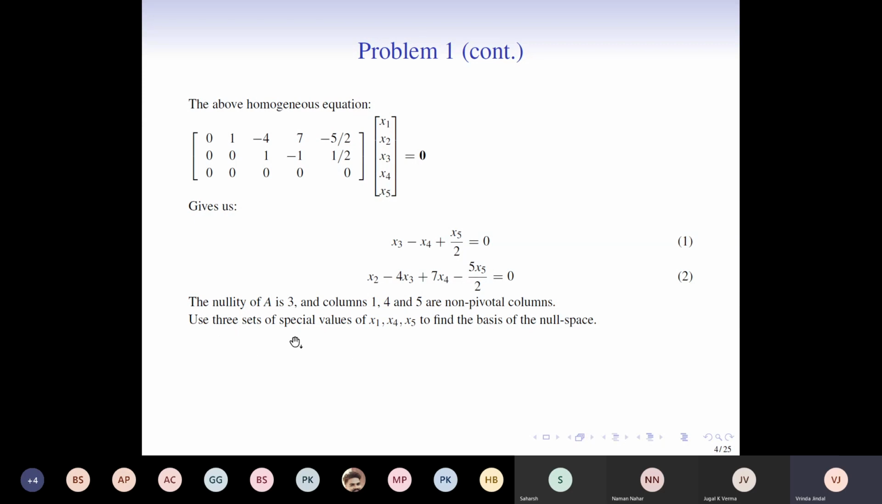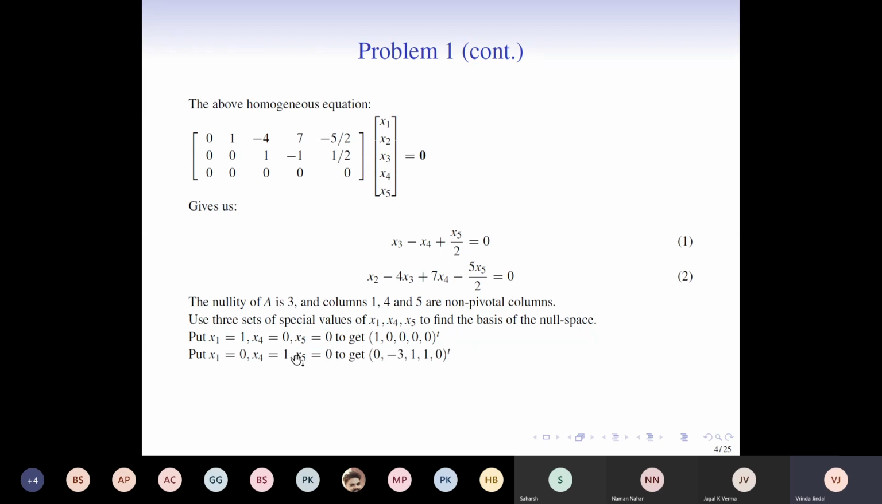So we set special values, some easy values, such that solving these equations becomes easy. We set values of x1, x4 and x5, which are the free variables, to find the basis for the null space of A. So the first thing we do is put x1 equal to 1 and x4 and x5 equal to 0, and then solve these two equations. So basically, if we put x4 and x5 as 0, we'll get x3 as 0 from equation 1, and when we put x3, x4, x5 as 0, we get x2 equal to 0 from equation 2. So this is our first vector.